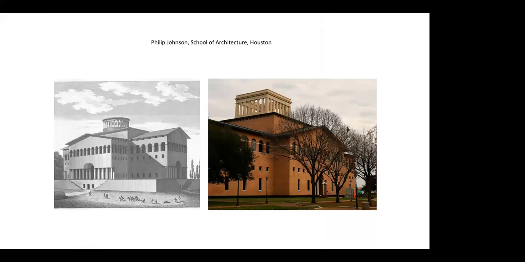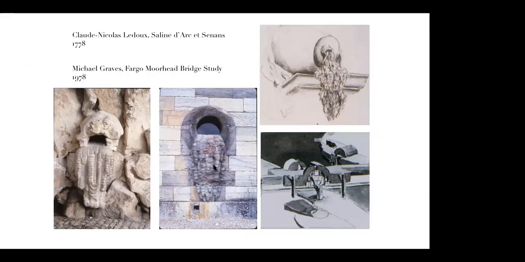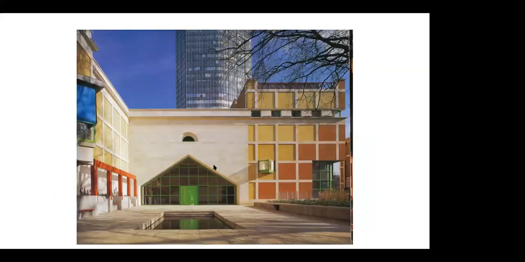Later, we find him even literally inspired by Ledoux, building his school of architecture inspired by Ledoux's school of architecture design from his ideal city. Even later, in '68, we can find visionary architectures exhibited, and the catalog of visionary architects given a poem by none other than Louis I. Kahn. We find a little later even Michael Graves developing a whole set of conventions out of Ledoux in order to develop his own version of an architecture parlant. And other architects, Robert Stern included, were not long in picking up on some of the conventions of speaking architecture that Ledoux had deposited in the 1770s.